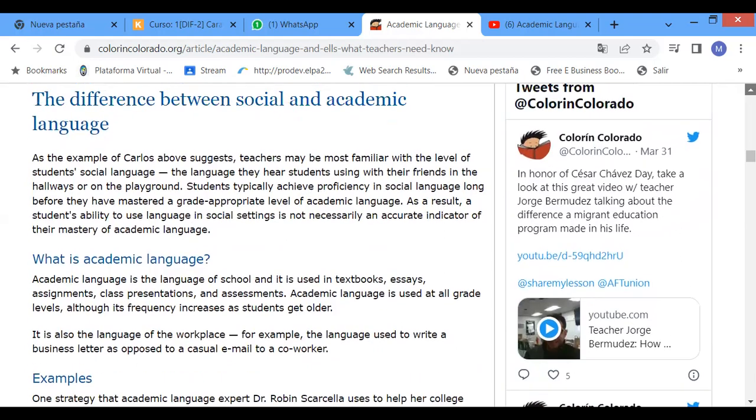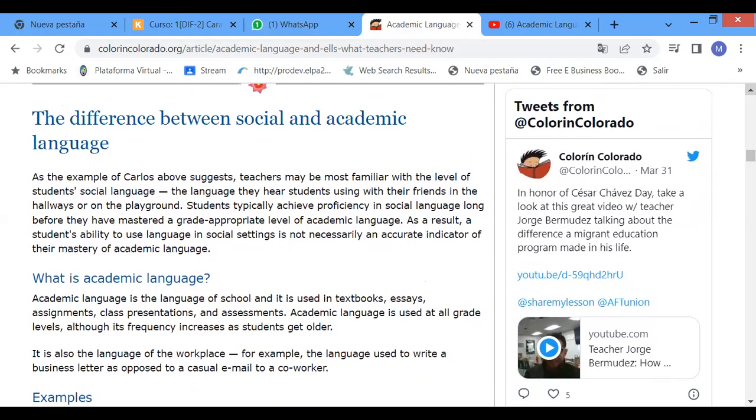What about this? What is the difference between social and academic language? Yes, Kate. Or Ruth? Okay, Kayla and then Ruth. Kayla first, okay.